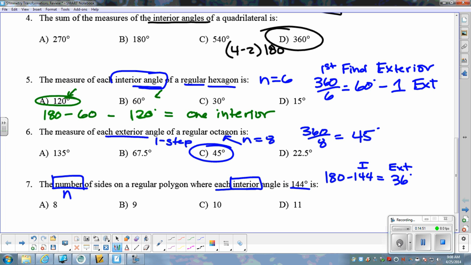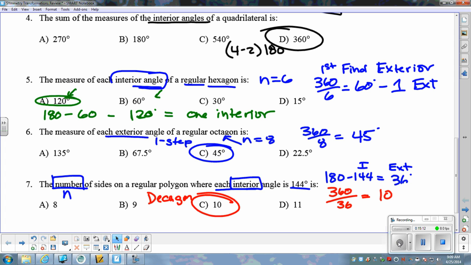At this point, I'm then going to take 360 divided by one exterior angle, and that will give me 10 sides, not degrees, but sides. So I will have 10 sides in this case. So we have ourselves a decagon. Again, being able to distinguish between number of sides and names is going to be always important.